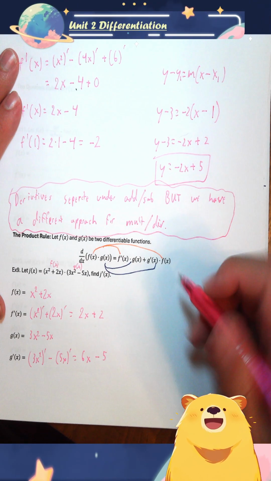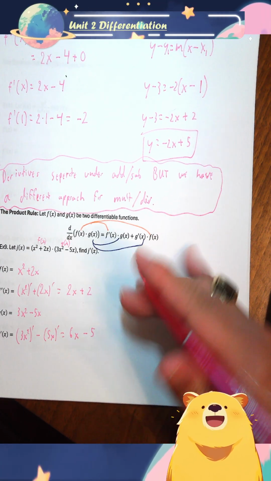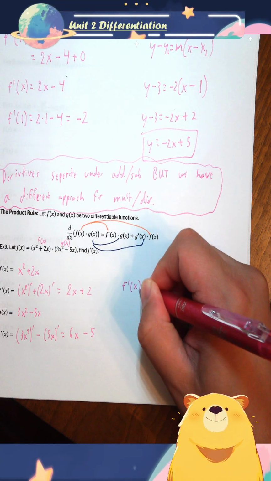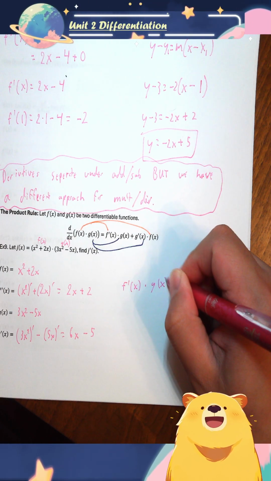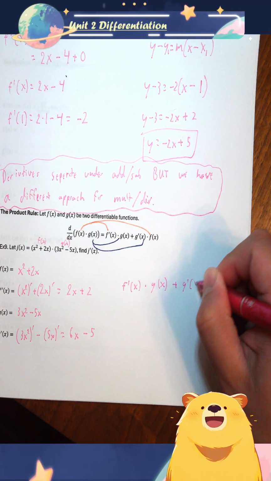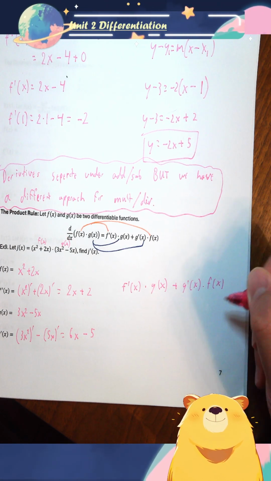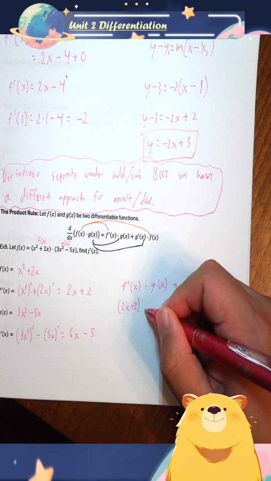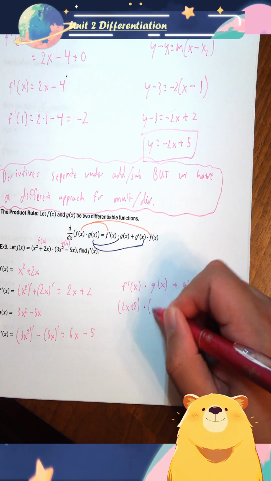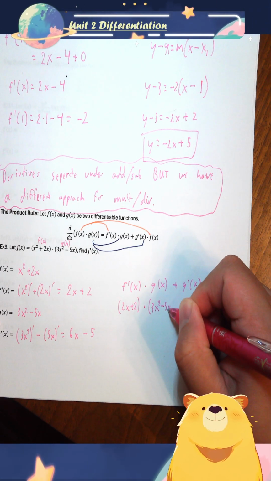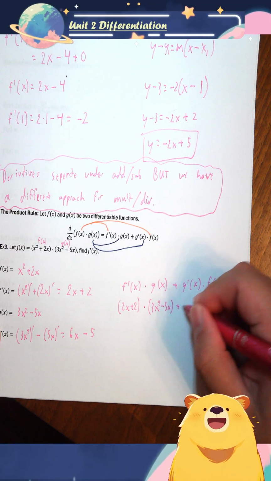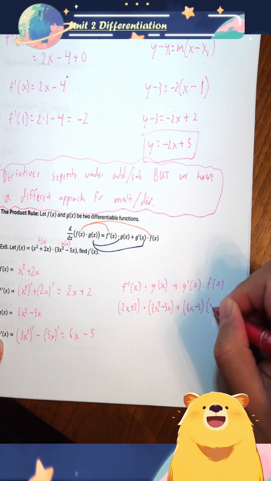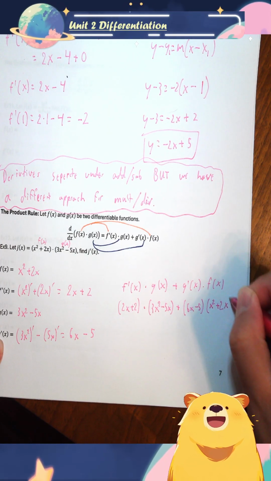And then we're going to go ahead and just make this layout. We have f of x prime times g of x plus g of x prime times f of x. And you get 2x plus 2 times 3x squared minus 5x, plus g prime, which is 6x minus 5, times f of x, which is x squared plus 2x.